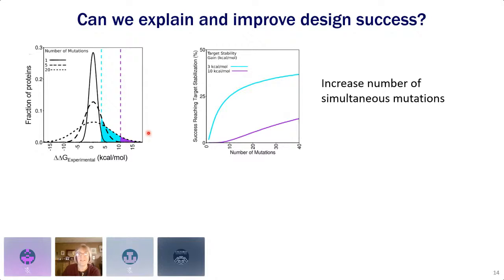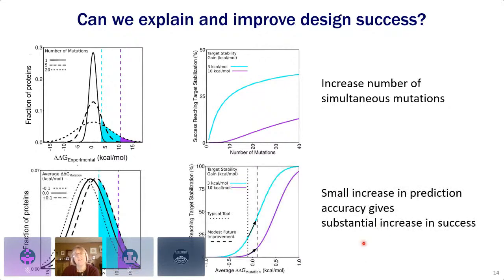If you want success in your designs, maybe these point mutations that we were making are not so likely to work out and achieve your goal. But if you have more mutations, because you tend to get each one roughly right, once you do many of those, you're bound to get some good ones in there and you have a higher chance of success. You can get 3 kcal per mole stabilization with a relatively small number. And with more mutations, you can get very strong stabilization. So that might explain a bit why we're having design successes when you make many mutants.